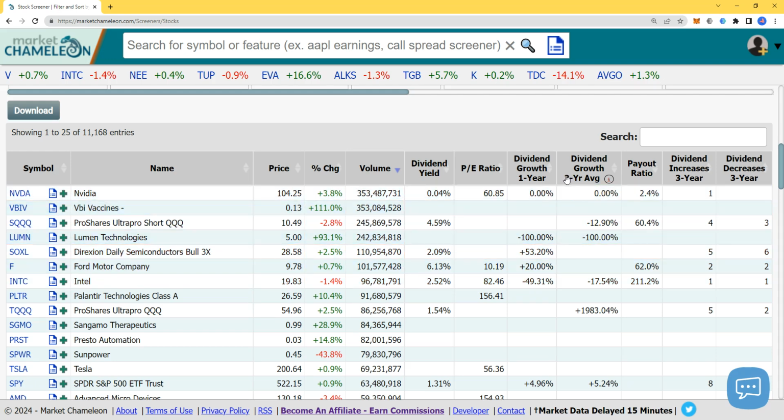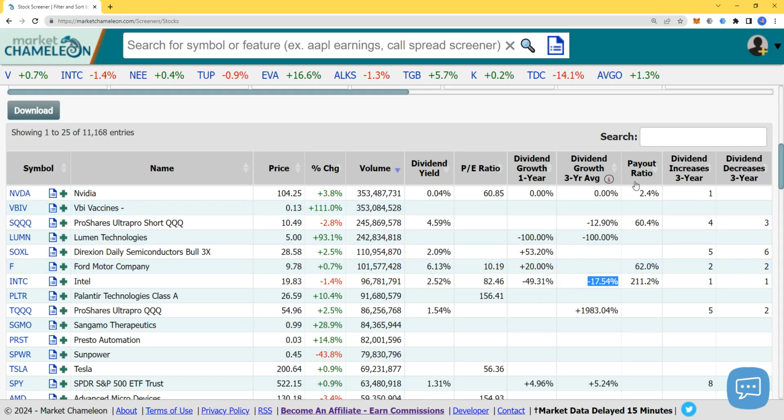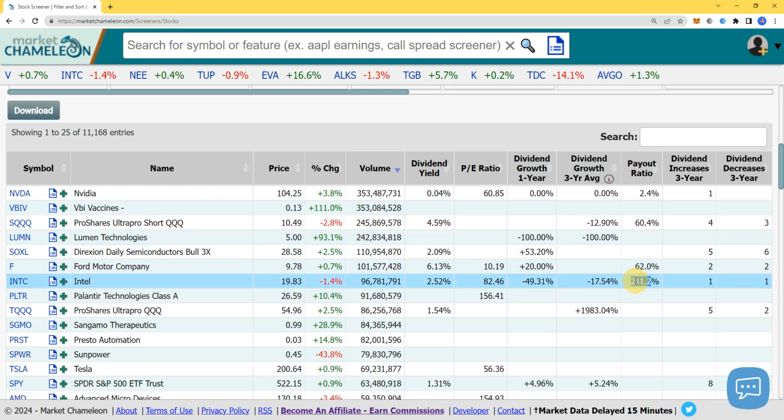Dividend growth averaged over the last 3 years is negative 17%, and the payout ratio, which is the key for this one, is 211.2%. This is the key that should have said to you, you know what, maybe there are some problems at Intel, because what does a payout ratio of 211% mean?